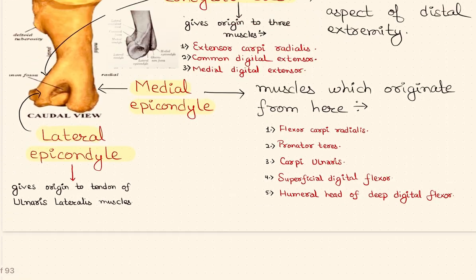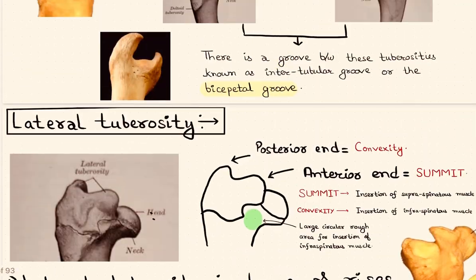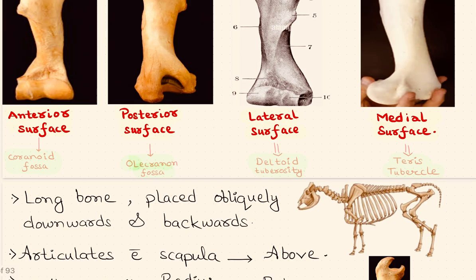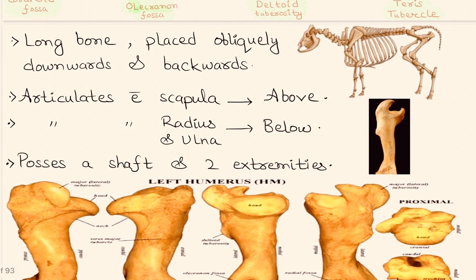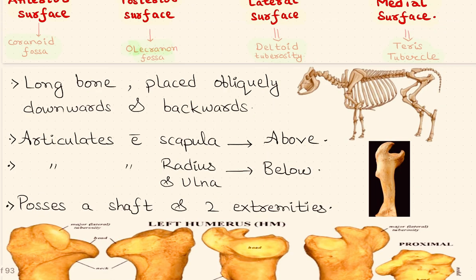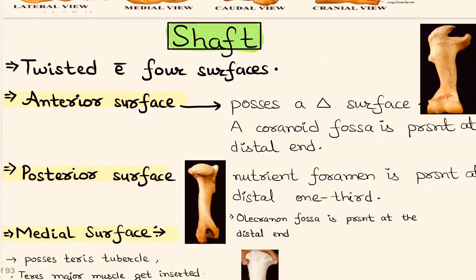So this was all about the humerus bone. Hopefully you got the idea how you have to remember the humerus bone. Moreover, you have to remember one thing, that the muscles which were there, you have to mug them up, or you can write them twice or thrice, or you can watch the video lecture so that you can get an idea of the humerus bone. So this was all about the humerus.